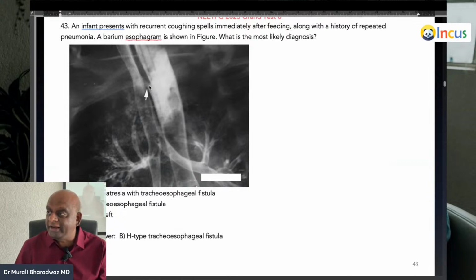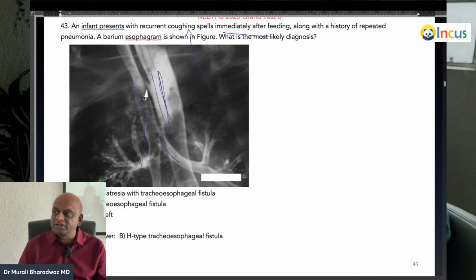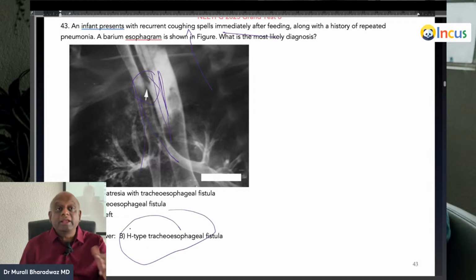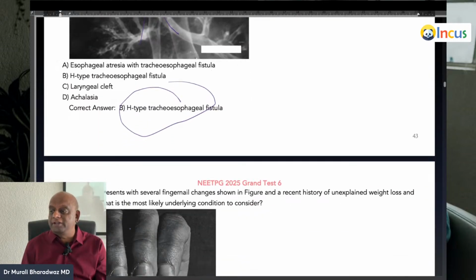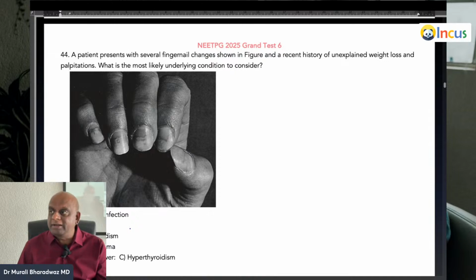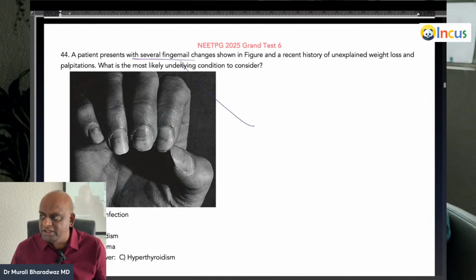An infant presents with recurrent coughing spells immediately after feeding. And also there is a recurrent pneumonia. So the trachea and the esophagus are both connected with the fistula. So it is called H-type tracheo-esophageal fistula. A patient with several fingernail changes, with a recent history of unexplained weight loss and palpitations.